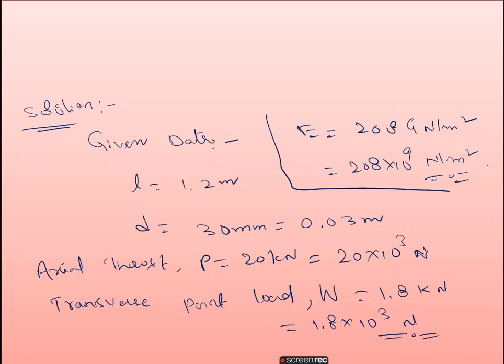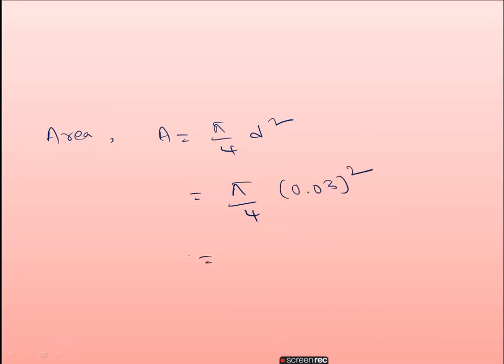Now we will start with the area. Area equal to pi by 4 into d square. The diameter is already given, 0.03, whole square. If I solve this, I will get the answer 7.068 into 10 power minus 4 meter square. This is the calculation of the area.